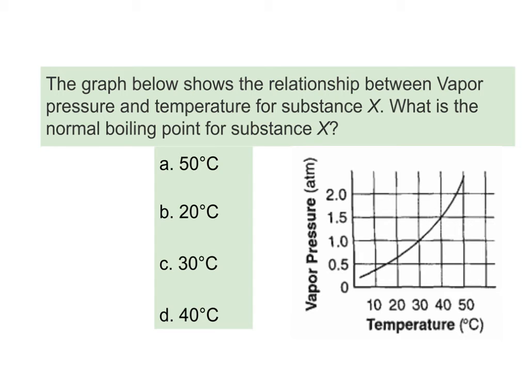The graph below shows the relationship between vapor pressure and temperature for substance X. What is the normal boiling point for the substance X? Okay, so we know that the normal boiling point should be at the standard pressure. Over here, pressure is represented in atmospheres. Standard pressure is 1 atmosphere, so we're following the line of vapor pressure of 1 atmosphere, and we find the temperature 30 degrees Celsius.